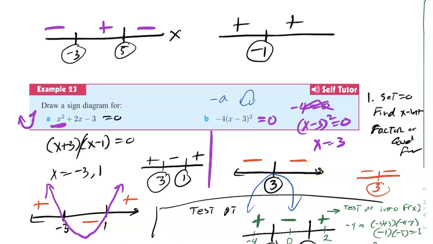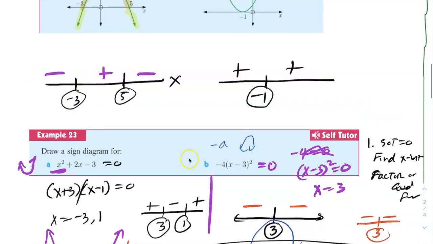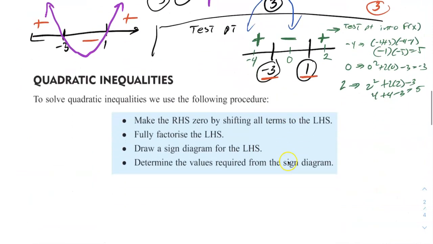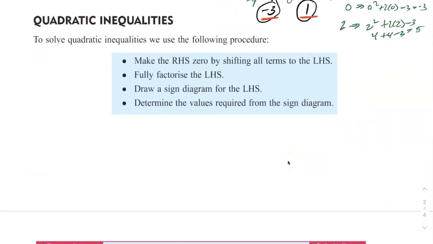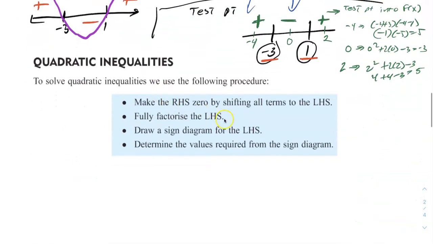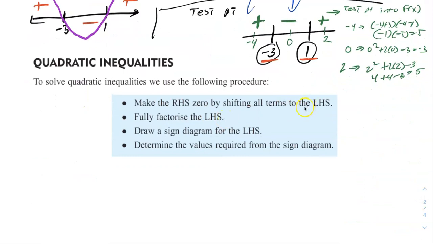Okay. Now that we know how to make a sign chart, either by graphing or by doing test points, let's actually solve some of these things. So how do we solve a quadratic inequality? Well, first, much like we did here, we're going to start the exact same way. We're going to make the right-hand side 0 by shifting all the terms over to the left-hand side. Then we're going to fully factor or use the quadratic formula.